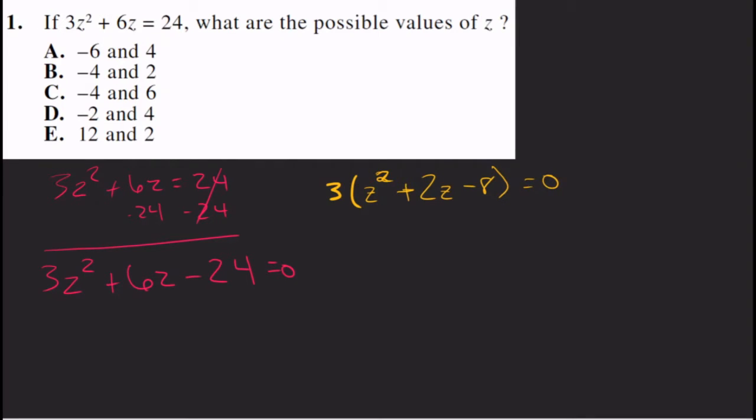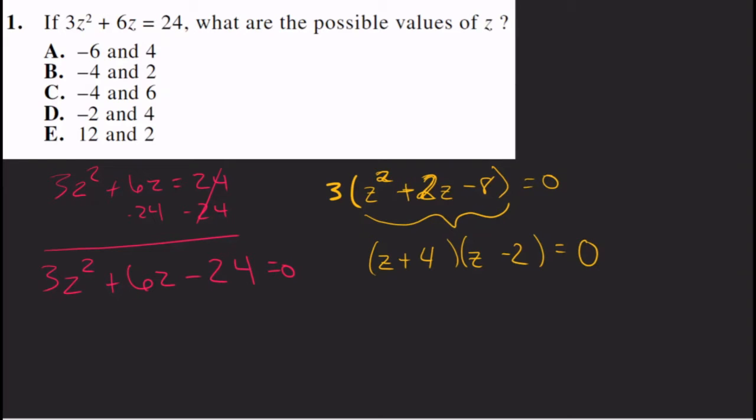So now I'm going to factor this quadratic right here, splitting it apart into two factors. I'm going to need two factors of -8 that add to positive 2. So I'm going to go with positive 4 and -2. 4 times -2 is -8, and positive 4 plus -2 is positive 2 for my B term there.